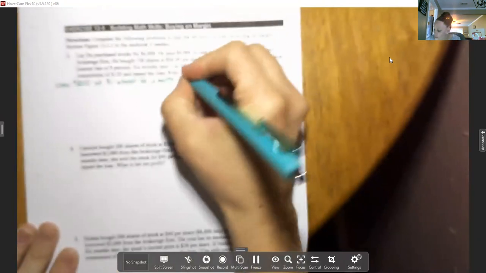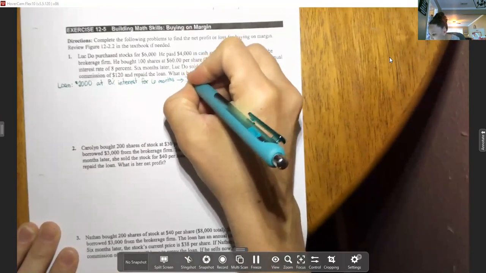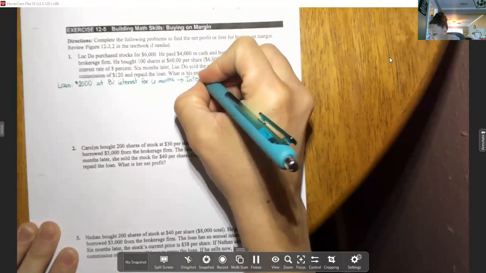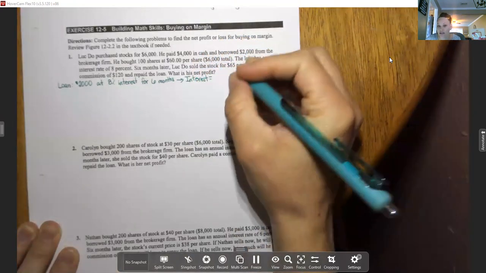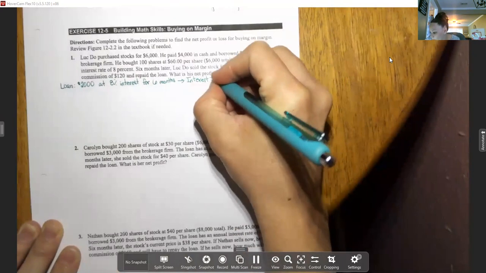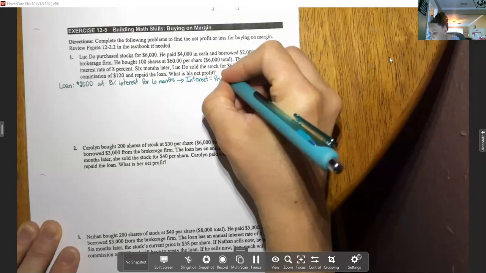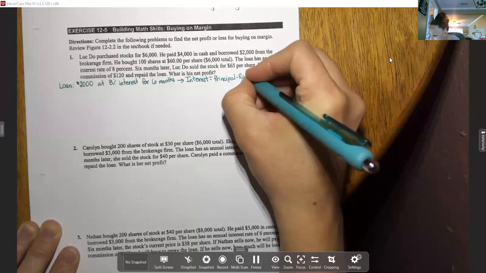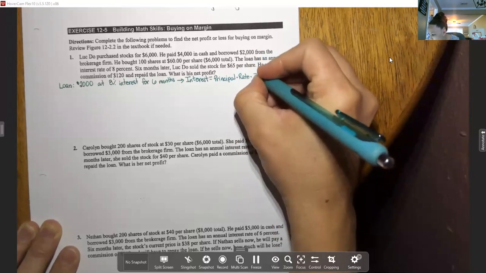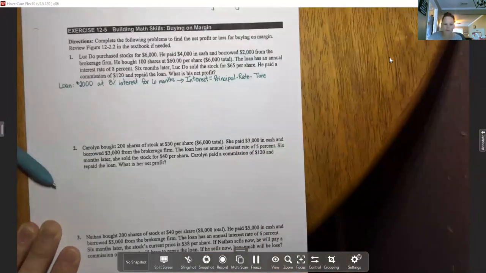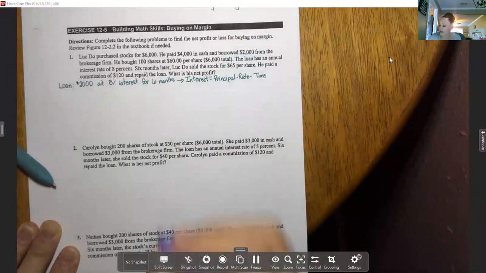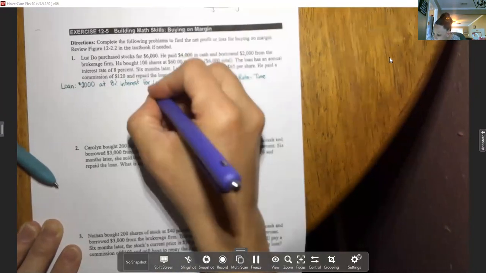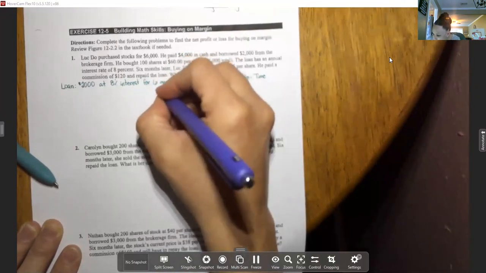So what hopefully we remember, because we've done this equation a few times with interest, is that interest is equal to principal times rate times time. In this scenario, 6 months is 1/2 of a year.